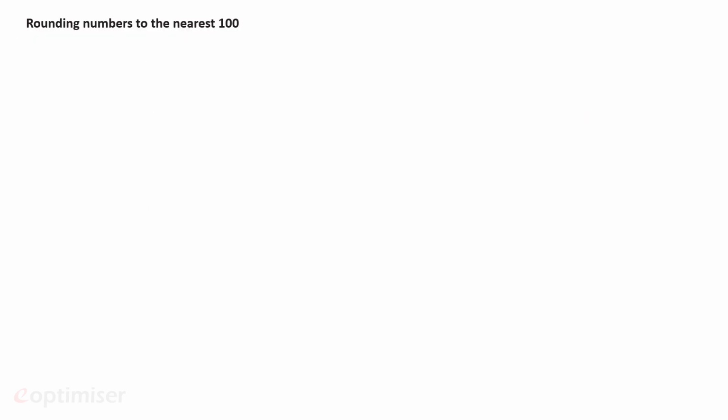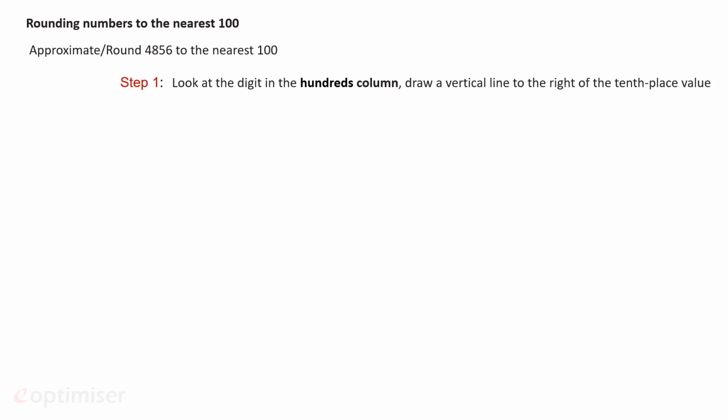We will see some more examples. Now we will learn how to round numbers to the nearest 100. You have already learned how to round a number to the nearest 10, so let's look at an example. They ask you to round 4856 to the nearest hundreds. First, you have to find the hundreds column. Here 8 is the hundreds column. So you have to put the line on the right hand side of the hundreds column, right of 8.